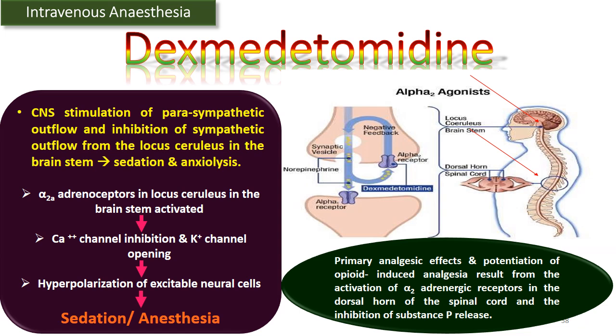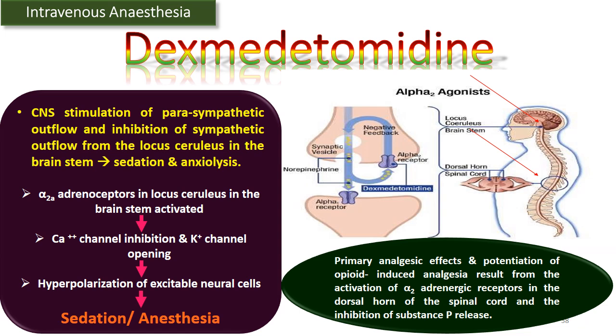It causes CNS stimulation of parasympathetic outflow and inhibition of sympathetic outflow from the locus coeruleus in the brainstem, and it causes sedation and anxiolysis. It activates alpha 2A adrenoreceptor in the locus coeruleus in the brainstem, which further results in calcium channel inhibition and potassium channel opening, which results in hyperpolarization of excitable neurons, and which ultimately results in sedation and anesthesia.